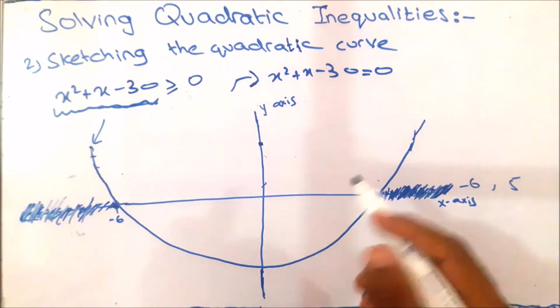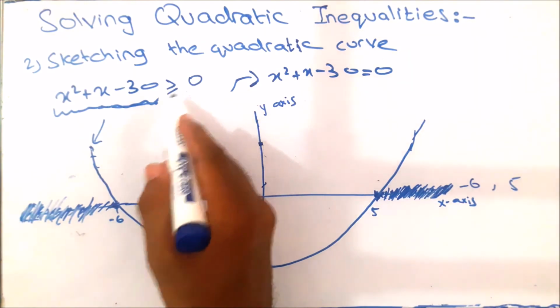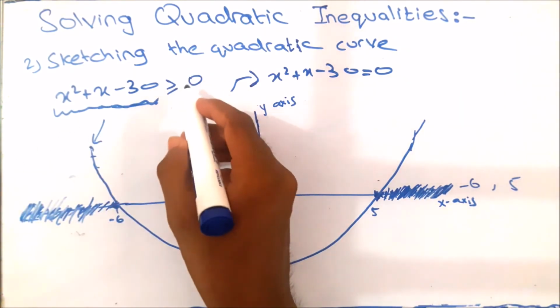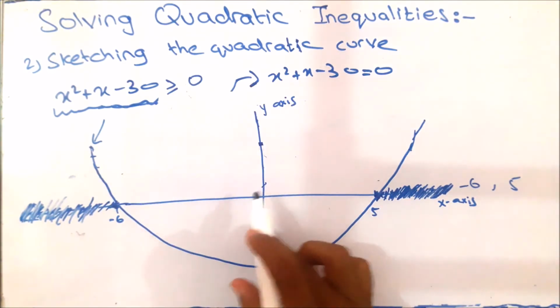I hope now you get how to solve quadratic inequalities by sketching the quadratic curve, by looking at the inequality sign and seeing where the graph is greater than or less than something. If it was 5, 4 or any number, we'll just see where the graph is greater than or less than that, depending upon the sign.